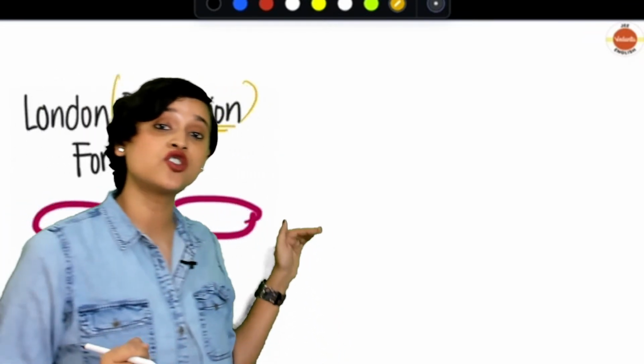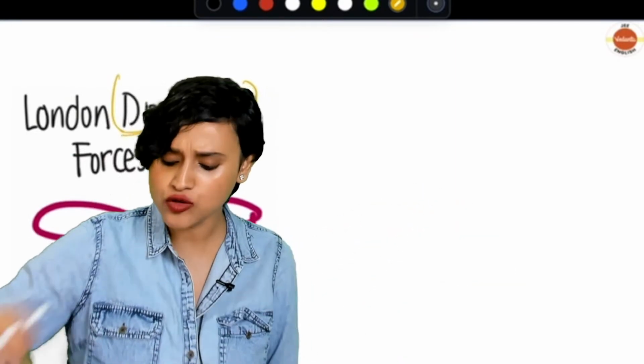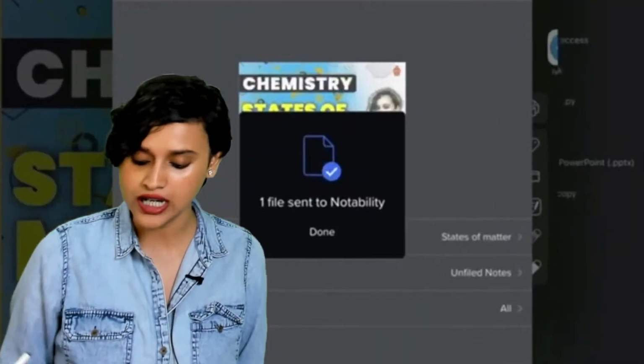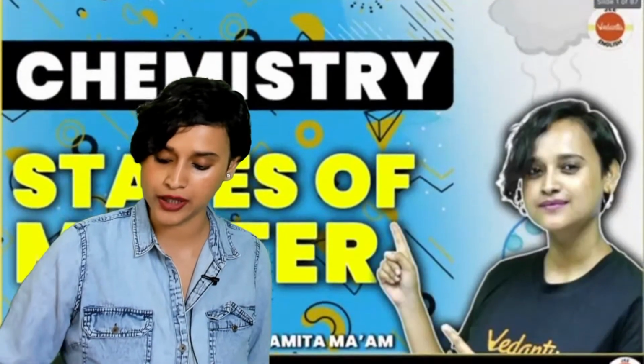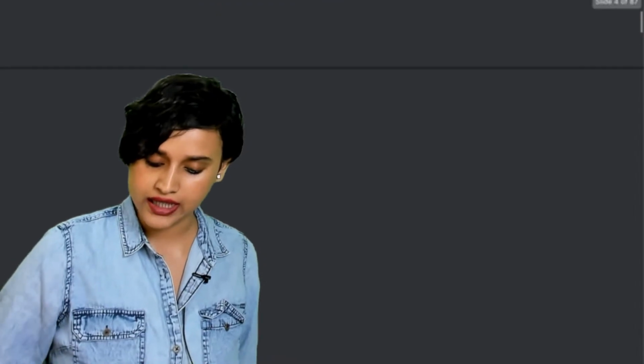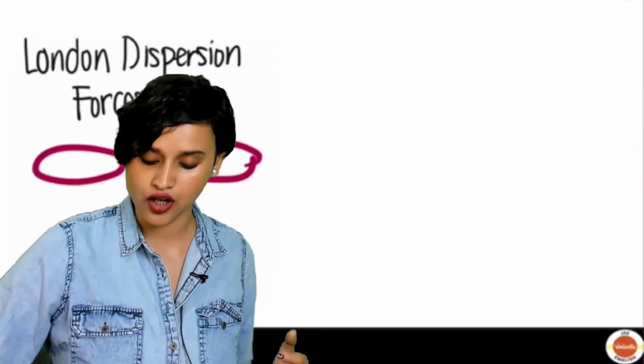Anyway, so the London forces are also called dispersion forces. Now, to have a better understanding of London force, I am going to show you a picture here, okay? I'm going to show you a picture here, everybody. Have a look at this. I think you will have a better understanding of London forces.